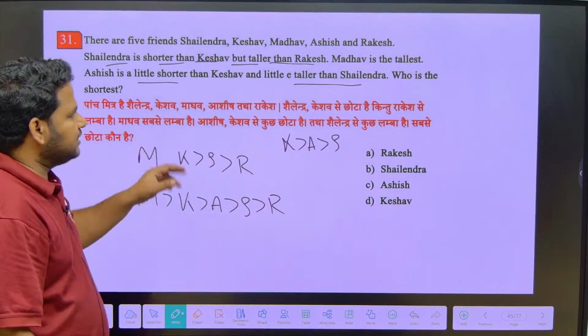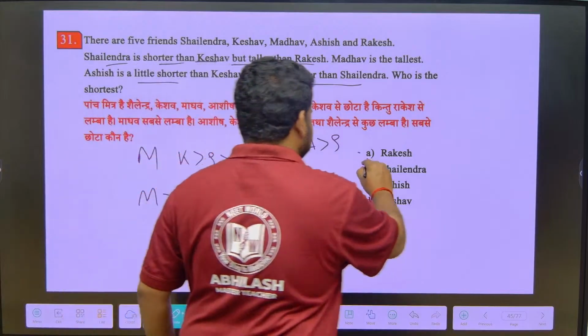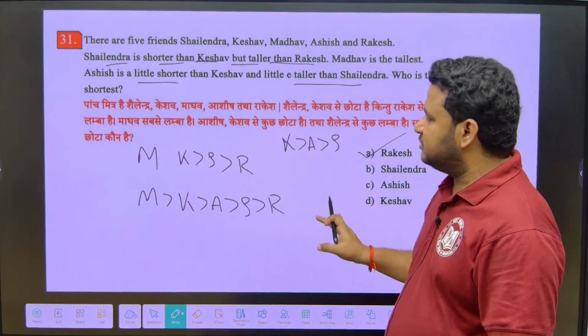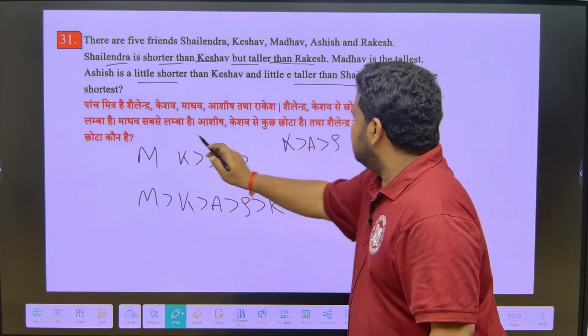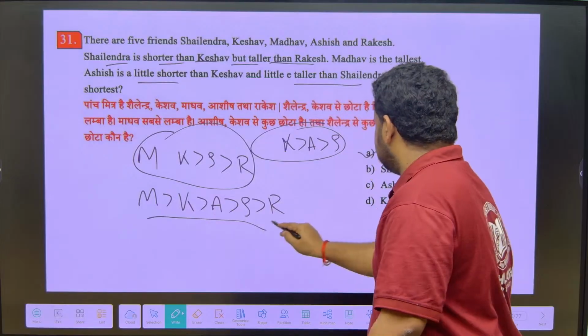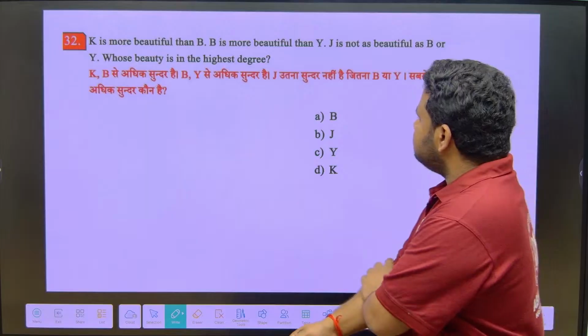Now, if I look at this, who is the shortest? The shortest is the least person, that is Rakesh. Rakesh is the person who is shortest. Clear? This is how we have to solve this question. You have to combine this one and this one. If you combine, you will get all 5 persons. Rakesh is the shortest. That is the answer to this question.